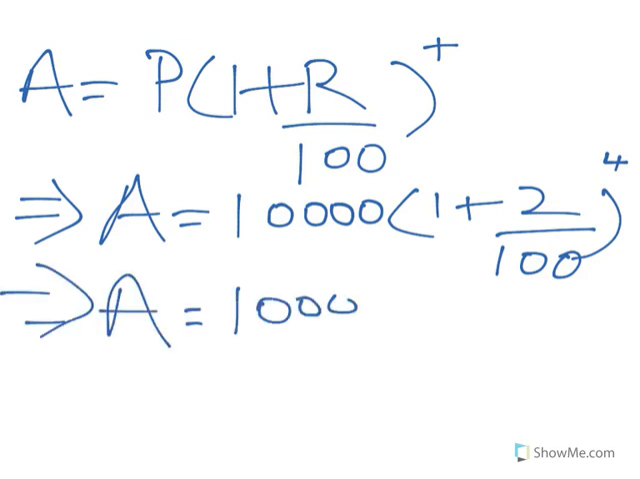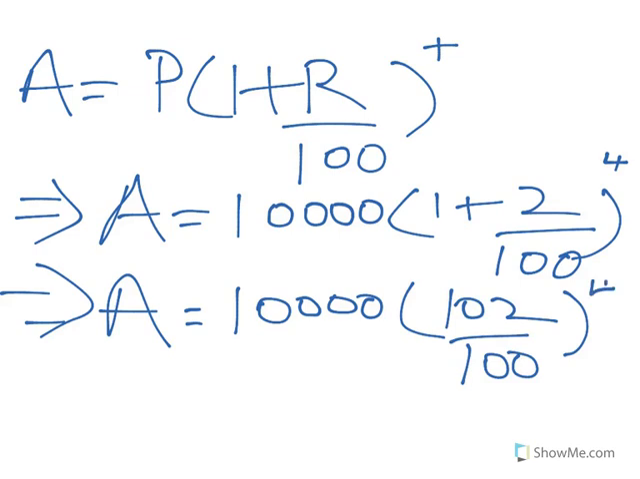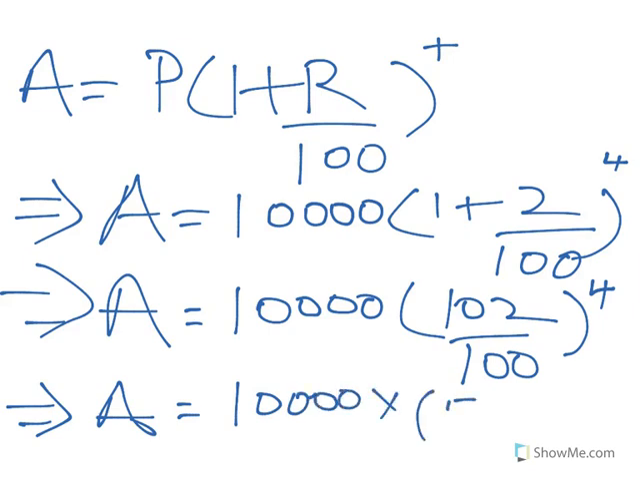A is equal to 10,000 times (102/100) raised to the power of 4. A is equal to 10,000 times (51/50) raised to the power of 4. All I did was I divided both of these numbers by 2. 102 divided by 2 gave me 51, and 100 divided by 2 gave me 50.